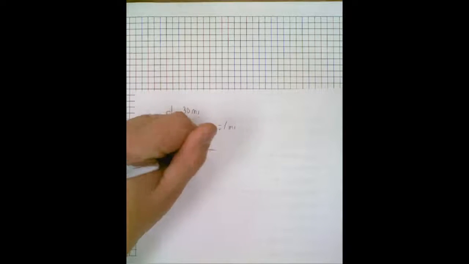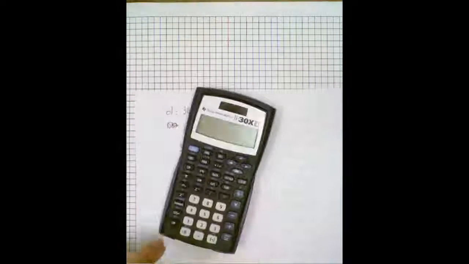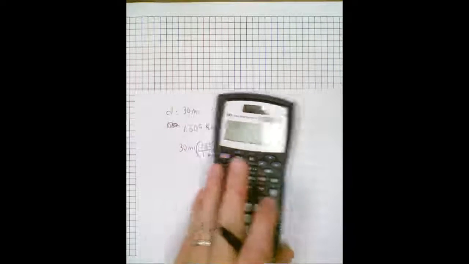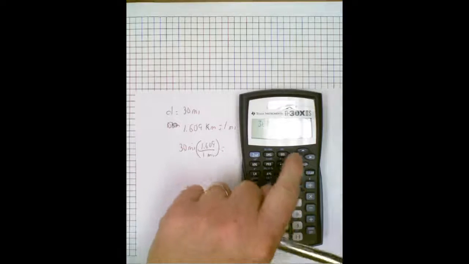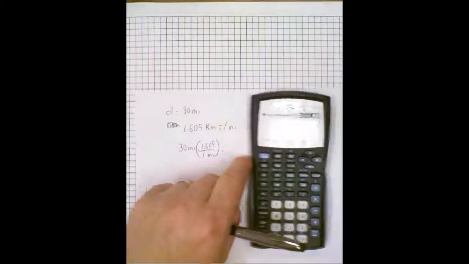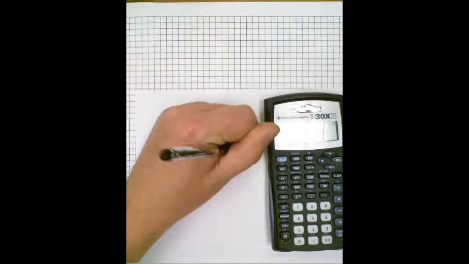So we can use this relationship to go 30 miles times 1.609 kilometers per mile. You go to the calculator and multiply 30 by 1.609, and this gives us 48.27 kilometers.